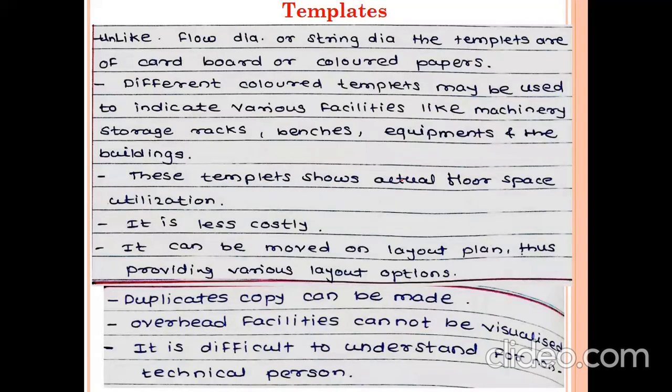Okay. So like these charts and diagrams, there are certain templates. What are these templates that we are going to study? For the flow diagram or string diagram, templates of cardboard or colored paper are used. Different colored templates may be used to indicate various facilities like machinery, storage racks, benches, equipment, etc. These templates show actual floor space utilization.